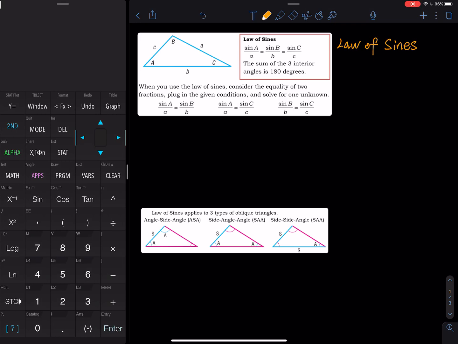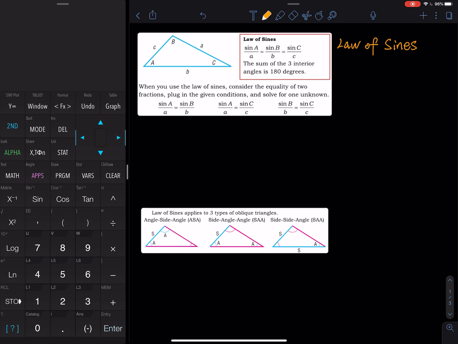When a triangle is not a right triangle, law of sines explains the relationship between the three sides and three interior angles of the triangle. So let's take a look at the triangle in the picture. There are three angle measurements. We use capital letters A, B, C, and then there are three side measurements. We use lowercase a, b, and c.